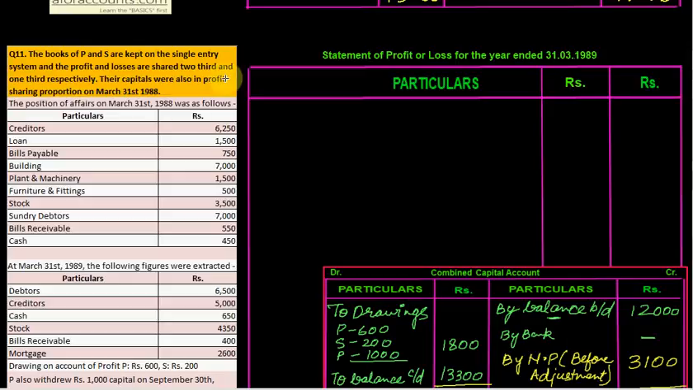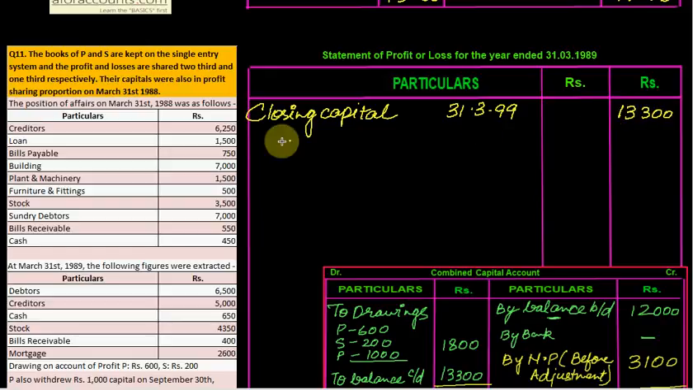So starting with the closing capital, or capital as on 31/3/99, your closing date, and we have found out that it was 13,300. So 13,300 is your closing capital. Add.